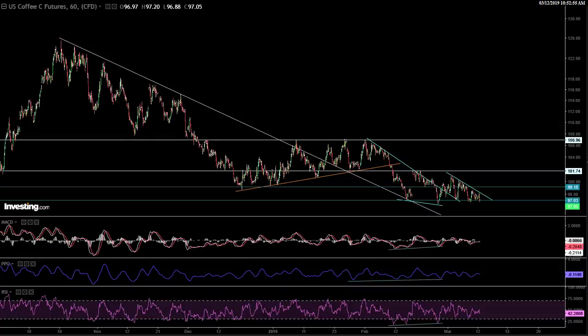KC Coffee, so far failure to launch right here. We had the breakout right there. Came in, back tested. It has that key level. Much prefer to see it get above and stay above the $1 level, but right now it seems to be catching support around 97. That's where we've had numerous tests to that 97ish level, and we're trading there now.